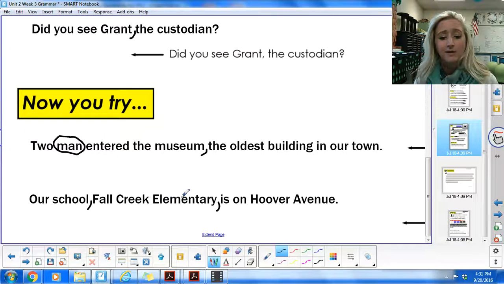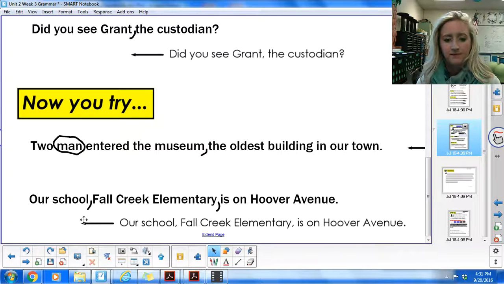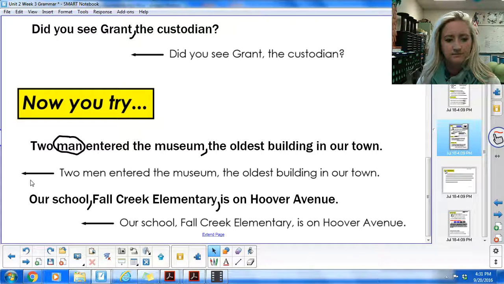You should try that in your writing this week. See if you can write an appositive. I'm going to check myself here. Make sure I got everything. Looking good.